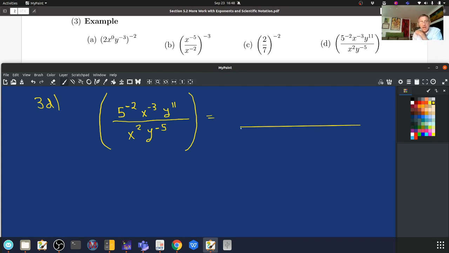So 5 to the minus 2 crosses the division line and becomes 5 squared. Now let's look at the x terms. I want the x terms to be positive. So if I move the x squared up, I'm going to have x to the minus 3 minus 2, it'll be negative. So I'm going to move x to the minus 3 down below, and that exponent becomes positive.